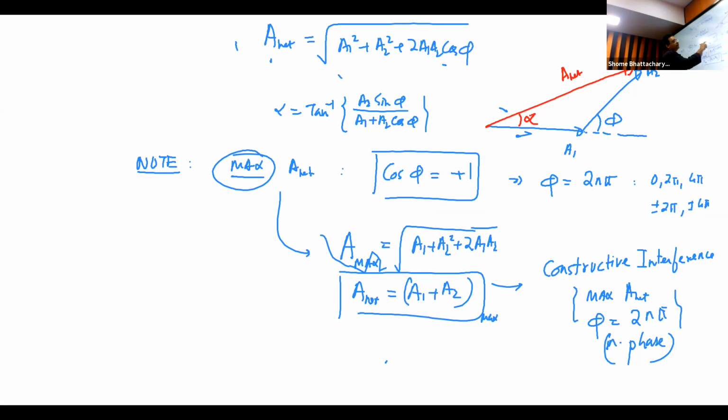So you know that for all real values of phi, the maximum value of cos phi is plus 1, and cos phi is plus 1 when phi is either 0 or plus minus 2 pi or plus minus 4 pi, or in general 2n pi. Right? Yes, sir.